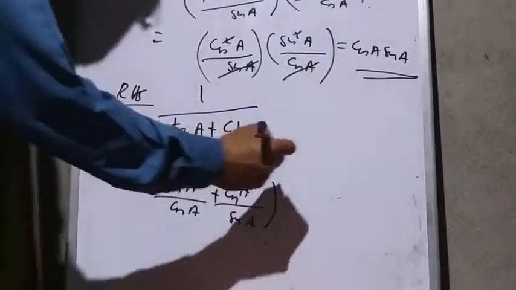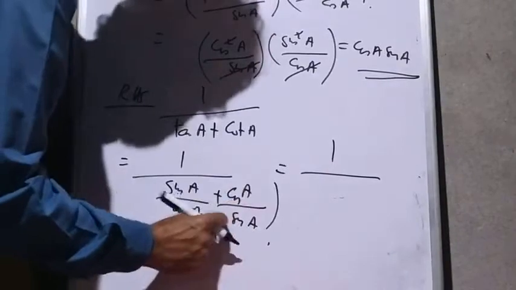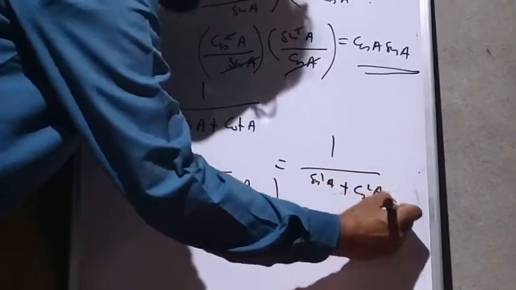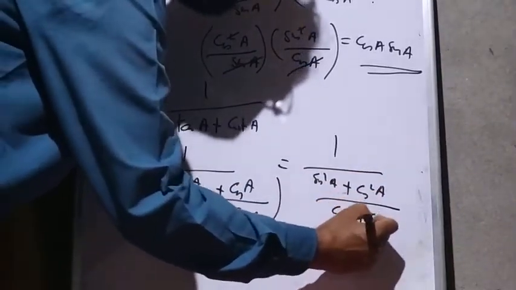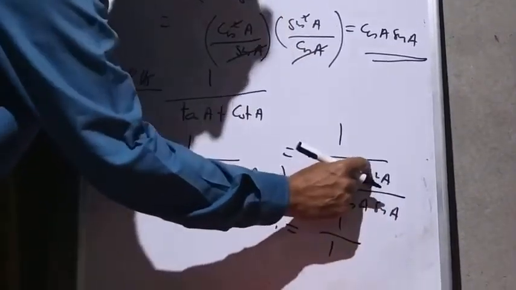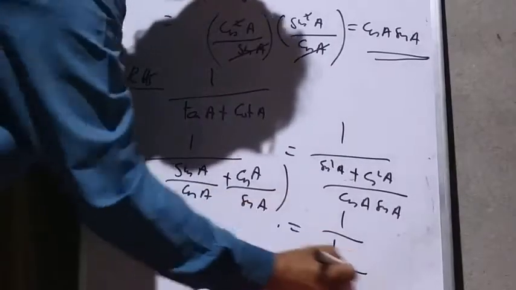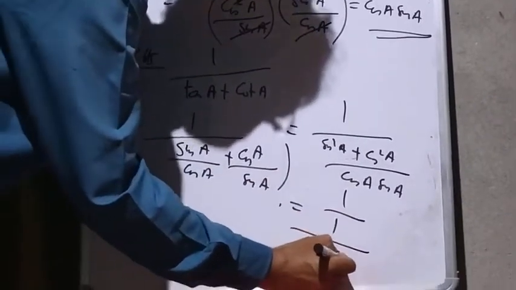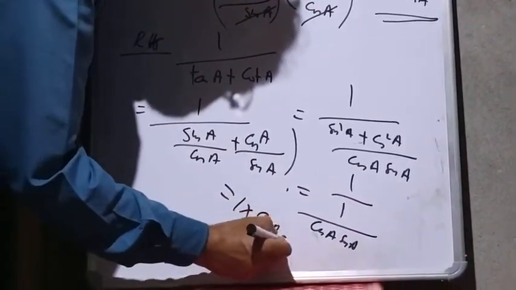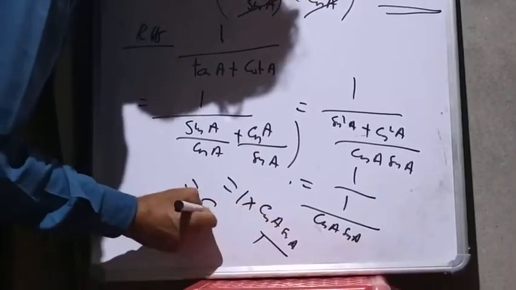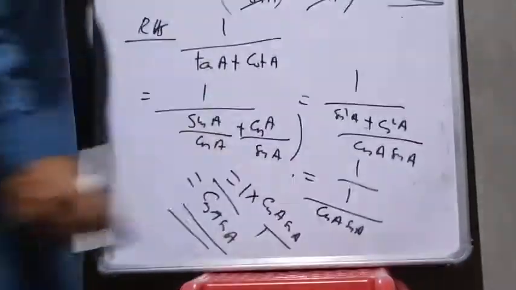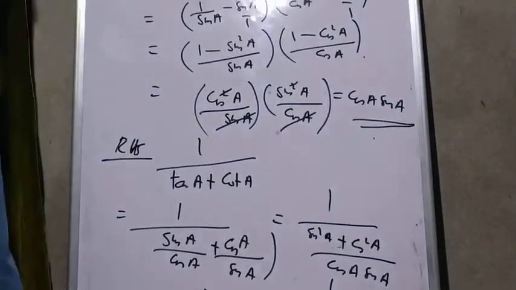Now cross multiply. This is equal to 1 divided by sin into sin is sin squared A plus cos into cos is cos squared A, divided by cos A sin A. This is further equal to 1 divided by 1, because sin squared A plus cos squared A is 1, this is the fundamental identity, divided by cos A sin A. This can be further written as 1 into cos A sin A divided by 1. So this is cos A sin A. So this is our right hand side. So left hand side is equal to right hand side.